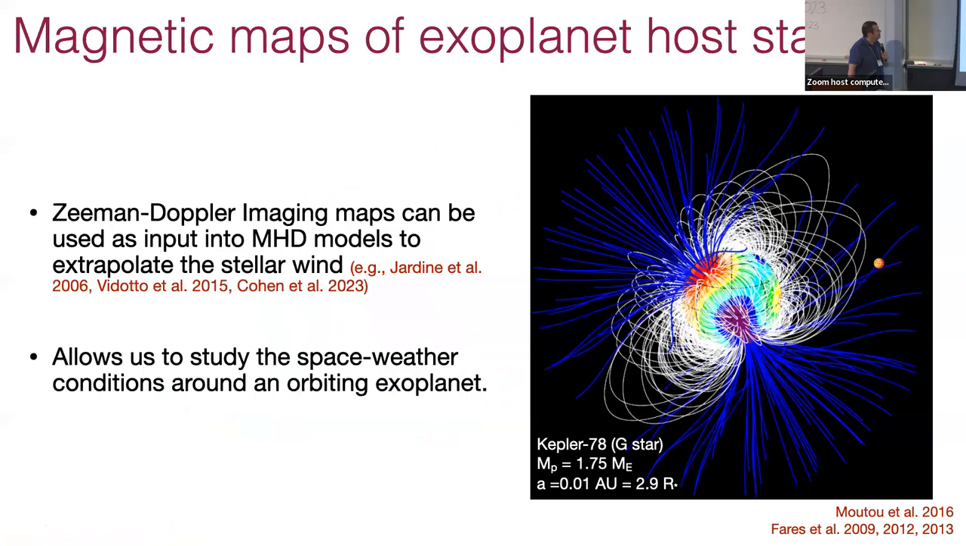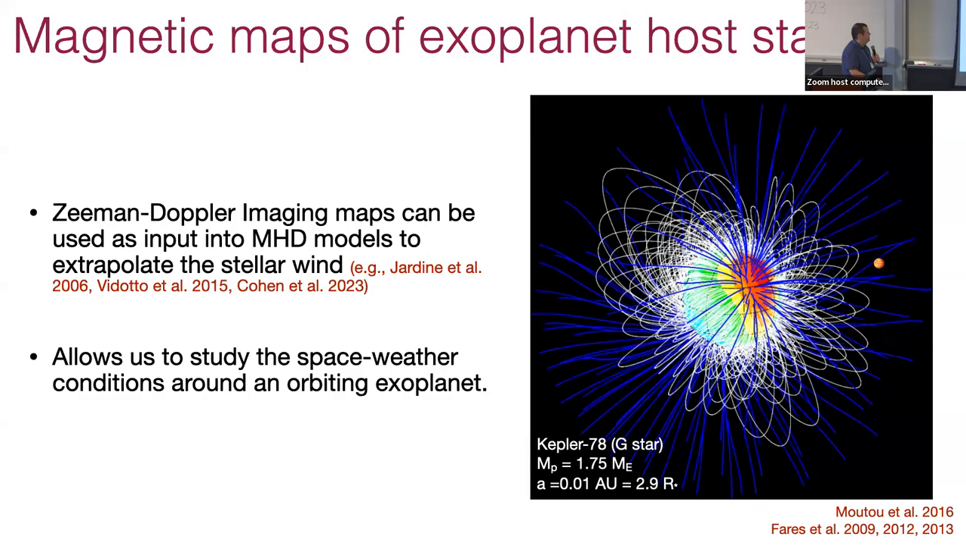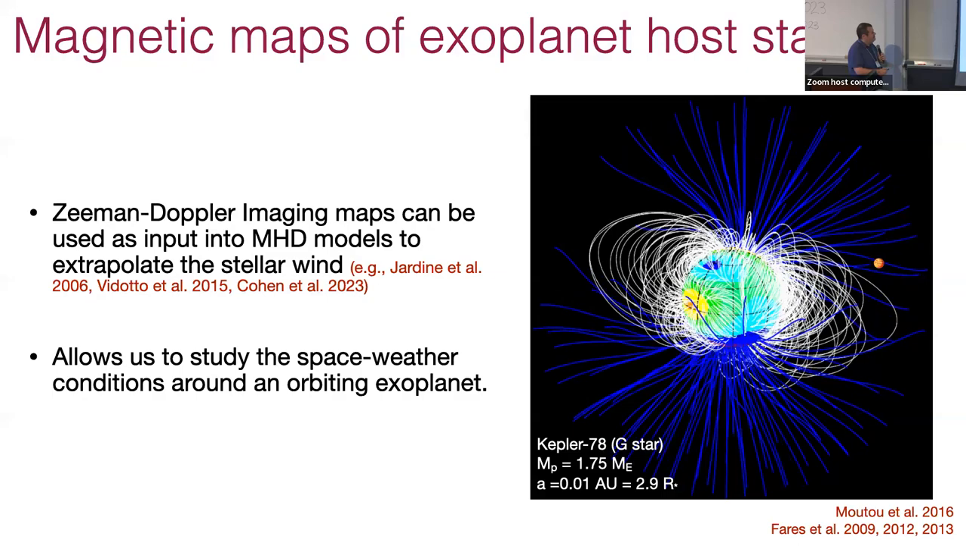Now you can put these as boundary conditions into some form of MHD model or simple potential field model to extrapolate what the corona of the star is doing out at the orbital distance of the planet. And this is a beautiful example of this. This is Kepler-78. This is the Zeeman Doppler imaged map of the surface of the star here. Red is positive field, blue is negative field.